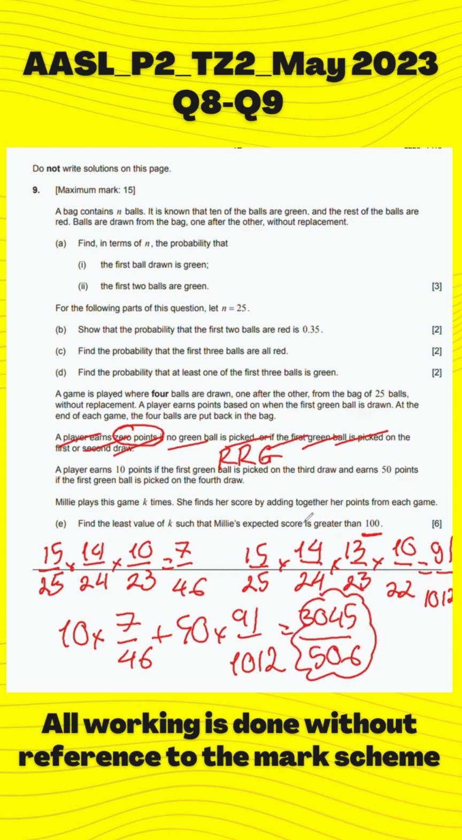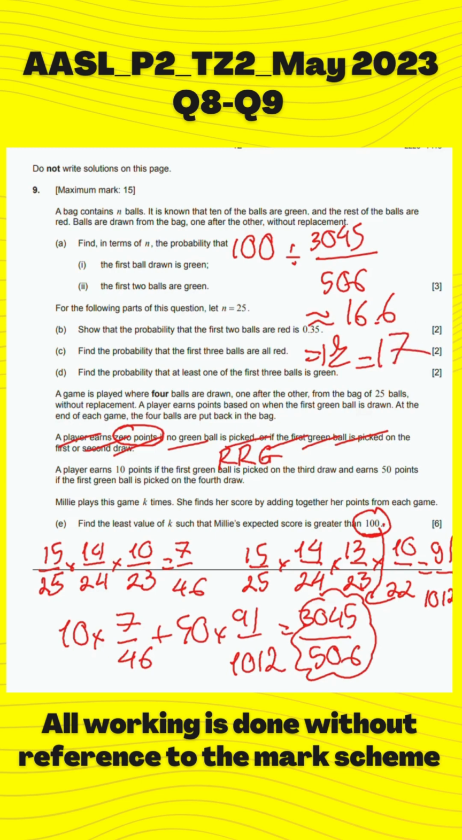Now, the expected score needs to be greater than 100, so it will be 100 divided by this value. So 100 divided by 3045/506 is nearly 16.6. So K must be 17, and we are done.